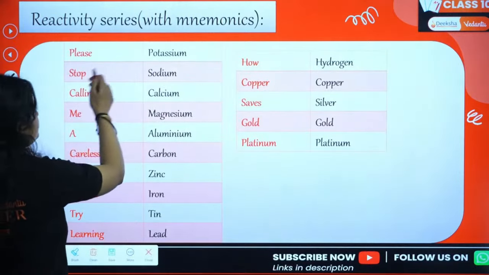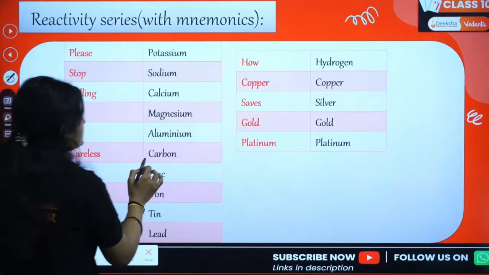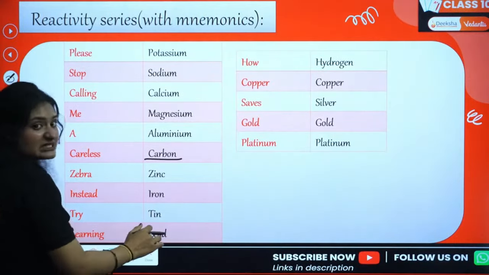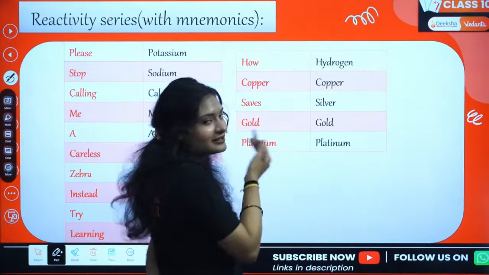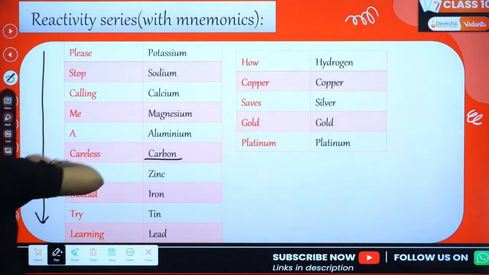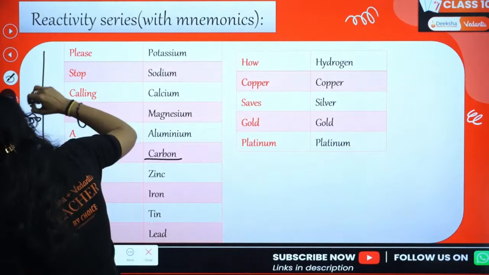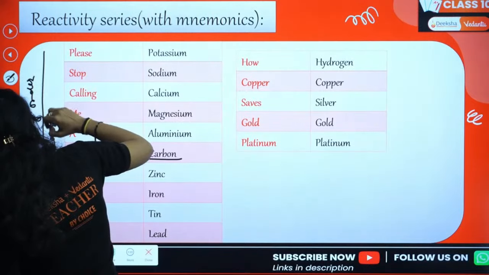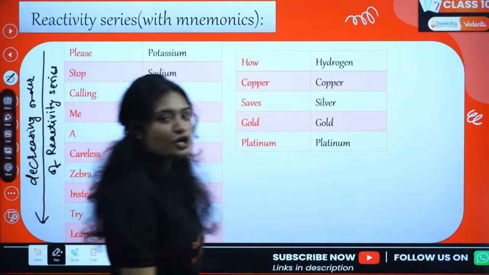Okay, so please means potassium, stop means sodium, calling means calcium, me means magnesium, A means aluminum, careless means carbon, zebra means zinc, instead means iron, try means tin, learning means lead, how means hydrogen, copper means copper, saves means silver, gold, platinum. Okay, so this is the decreasing order of reactivity series. Let me write it.